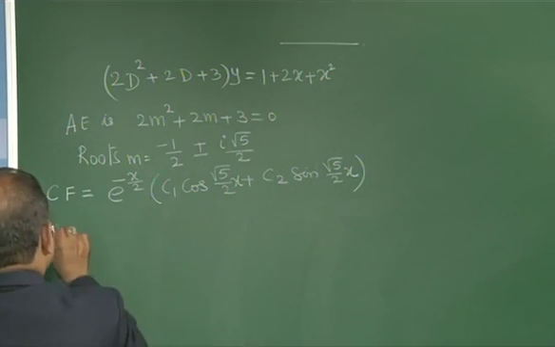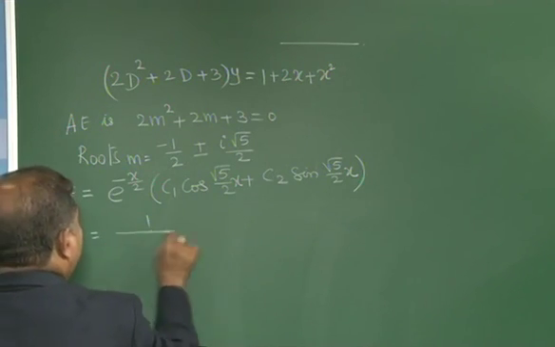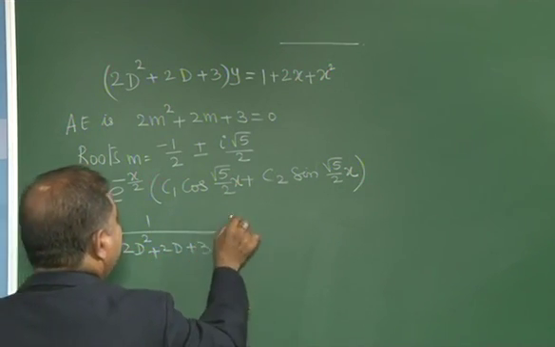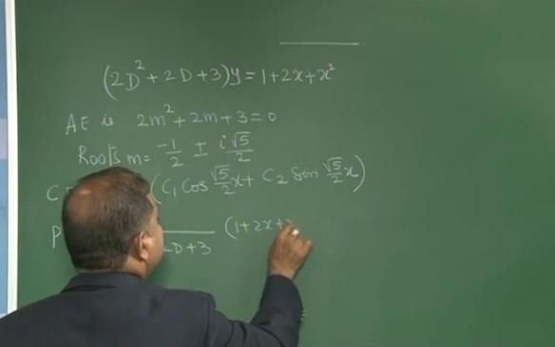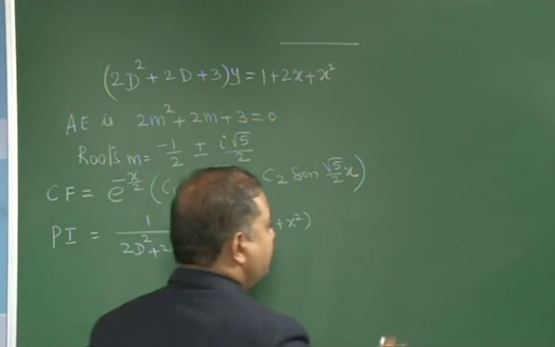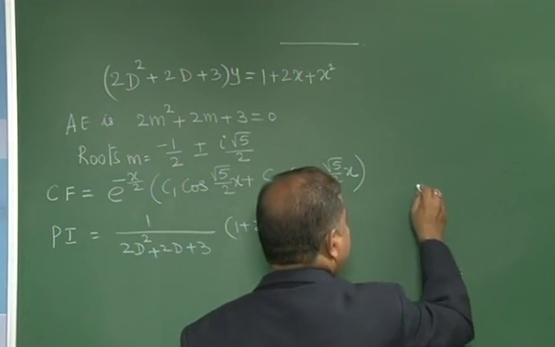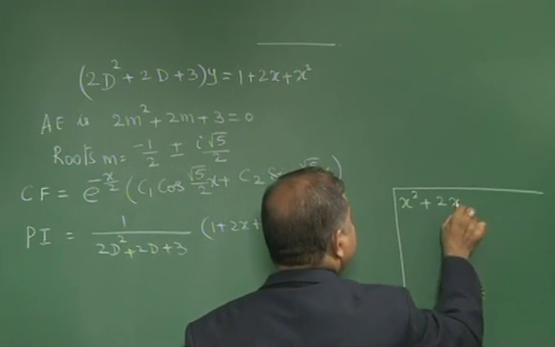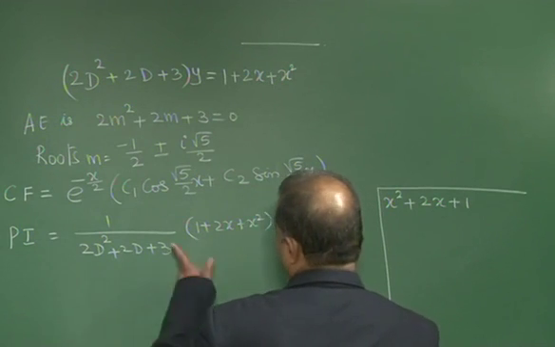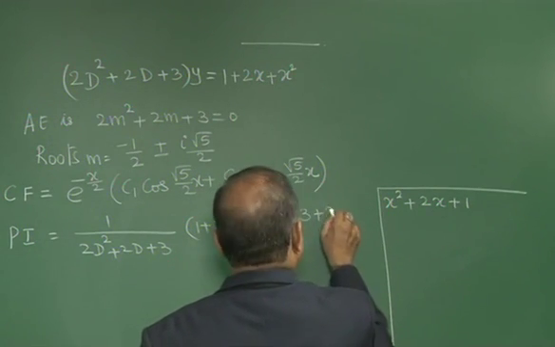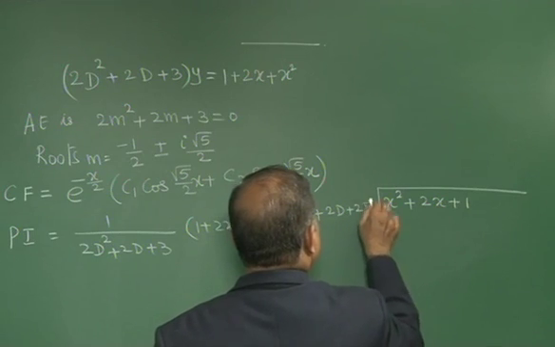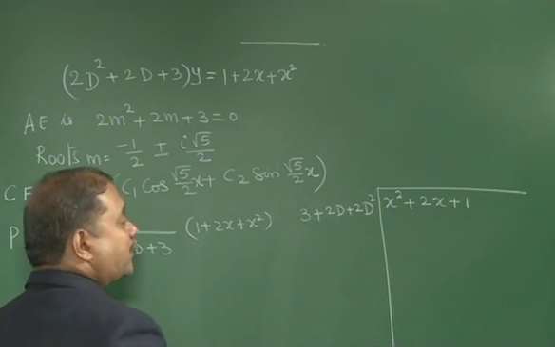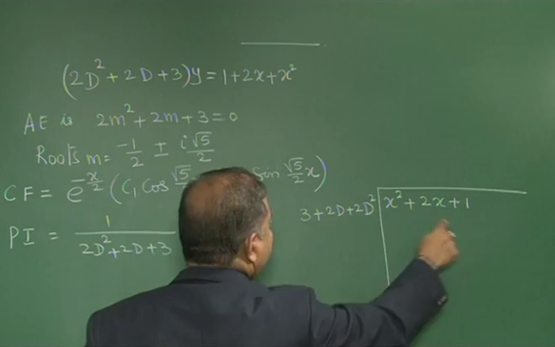What is our particular integral? 1 by (2D square plus 2D plus 3) on 1 plus 2x plus x square. Let us apply the same division method, with x square plus 2x plus 1. If all terms are positive, there will not be any difficulty. Write the denominator as 3 plus 2D plus 2D square, in this reverse order, and the numerator in the proper order, here reversed.